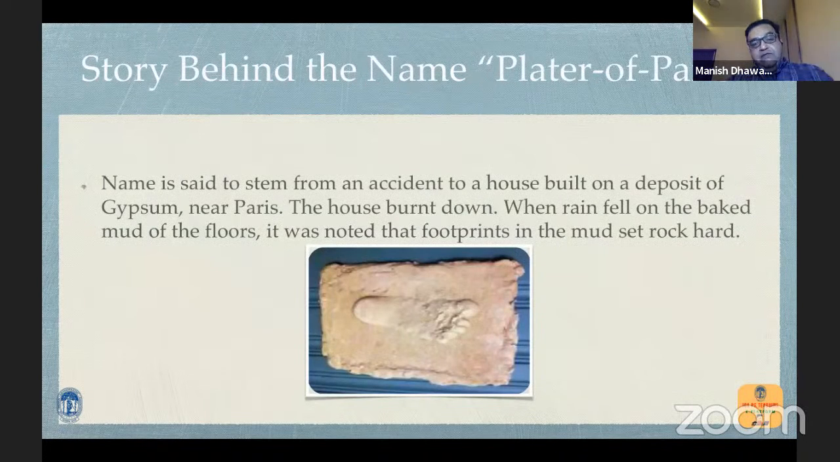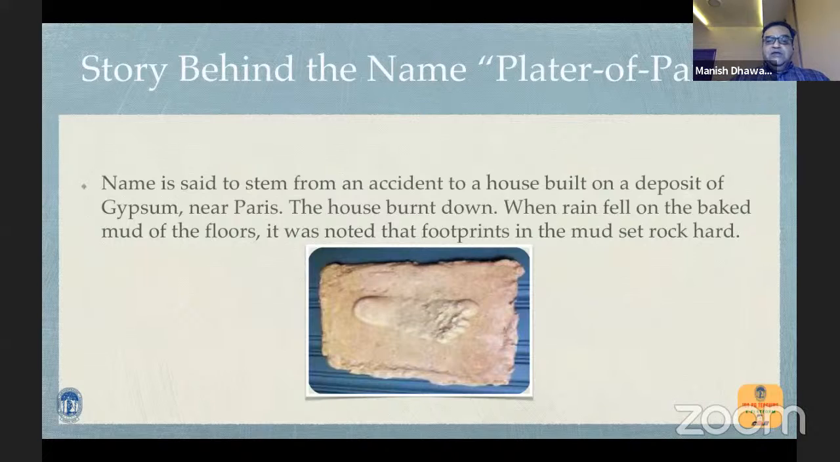Now, this is very important. This is a very short story because it is sometimes asked in the ward rounds. So what is the story behind plaster of Paris? The name is said to stem from an accident to a house built on a deposit of gypsum near Paris. There was a gypsum deposit, it was a gypsum mine, and the house was over it. It burned down, and when the rain fell, the baked mud of the floors, which held the footprints, set hard like rock. So this is the original plaque.